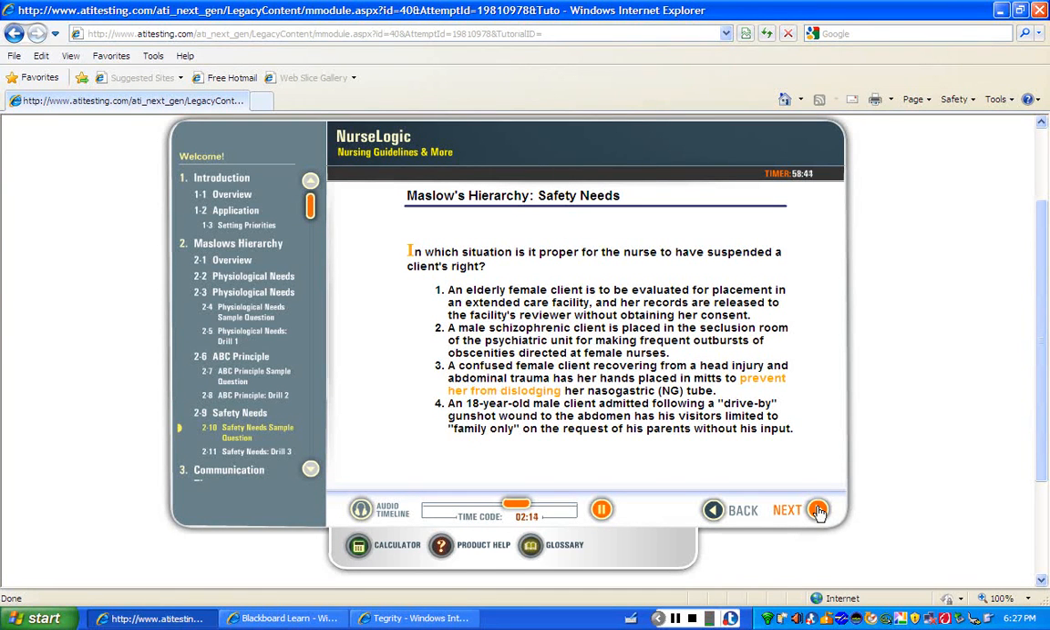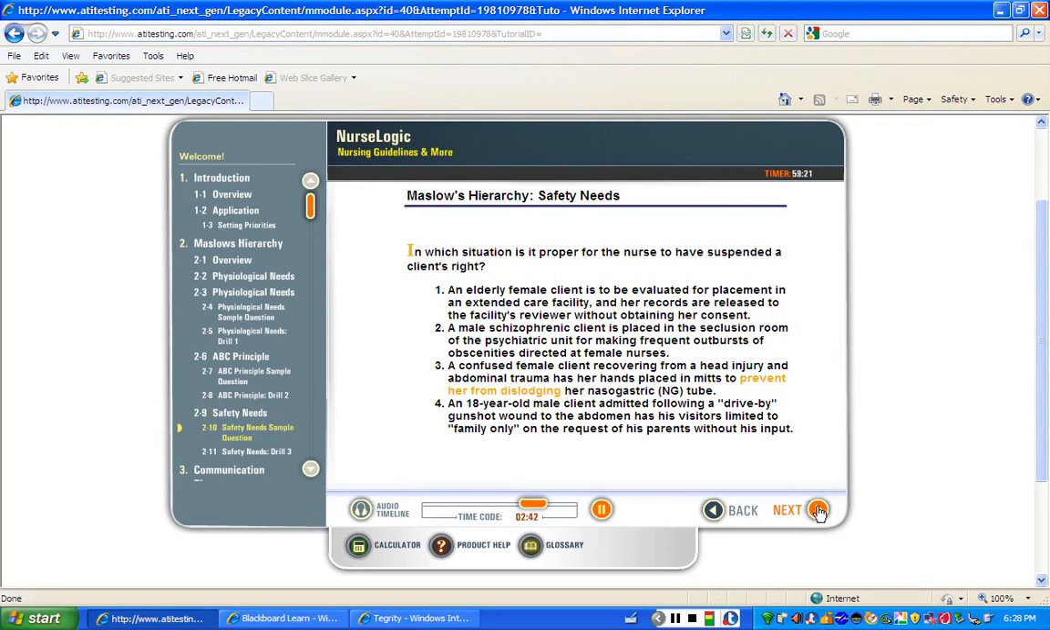Option 4. An 18-year-old male client admitted following a drive-by gunshot wound to the abdomen has his visitors limited to family only on the request of his parents without his input. We will assign a question mark to this option. We know that it is important to keep clients safe, and this looks like an option to do so. However, the client is at 18 years of age, considered an adult, and restrictions of his visitors must be discussed with and approved by him.